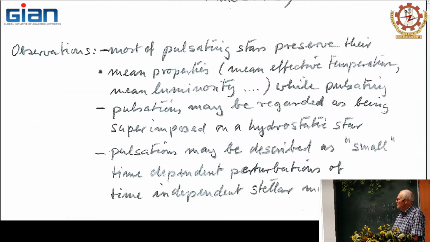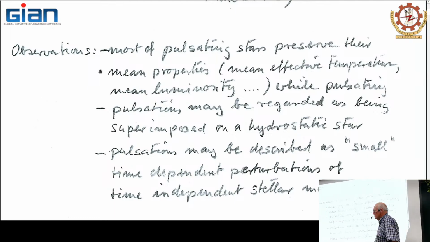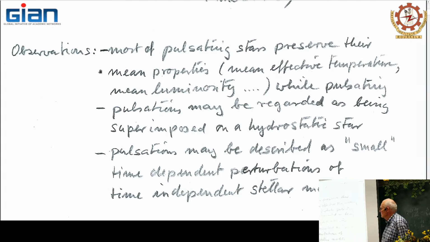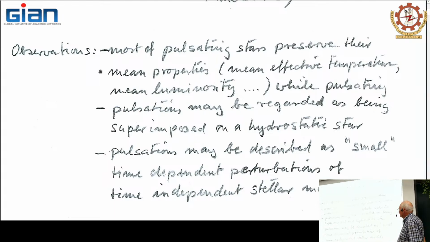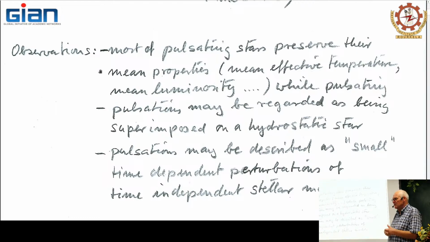Once we observe pulsating stars, we recognize that most of the pulsating stars maintain their mean properties. So they will have a mean effective temperature, they will have a mean luminosity, and so on. While the stars are pulsating, they are pulsating around a mean value. The radius oscillates or varies around a mean value, and it oscillates around the mean temperature and the mean luminosity. And in most cases, the variation of these quantities with respect to the mean value is small.